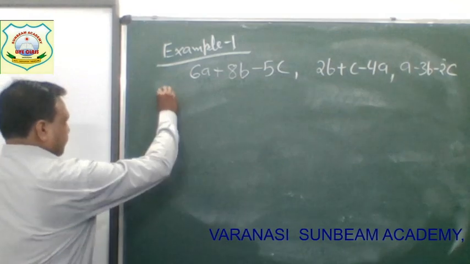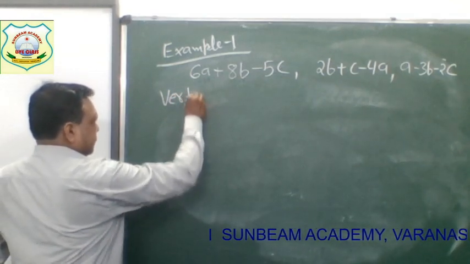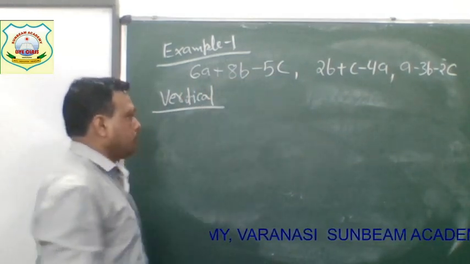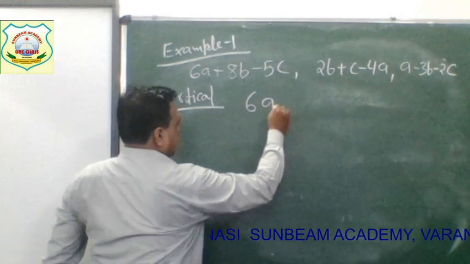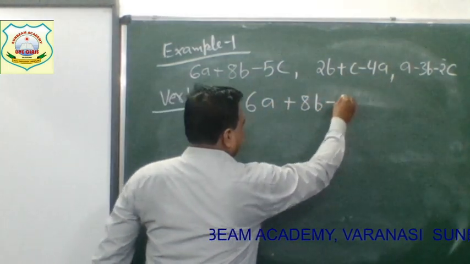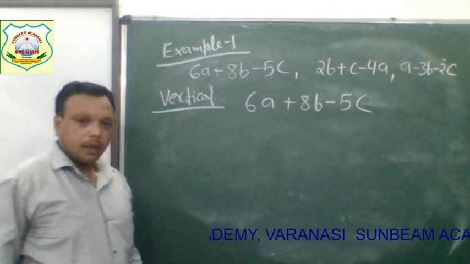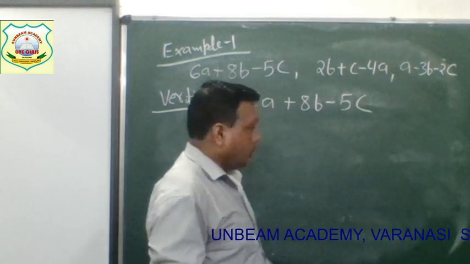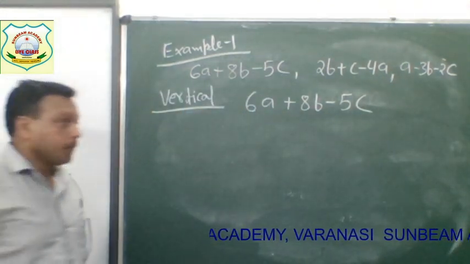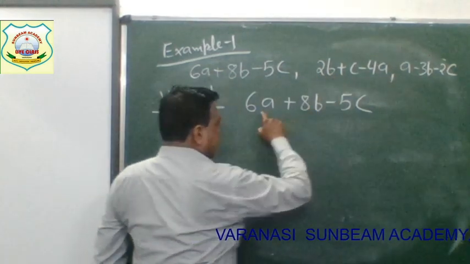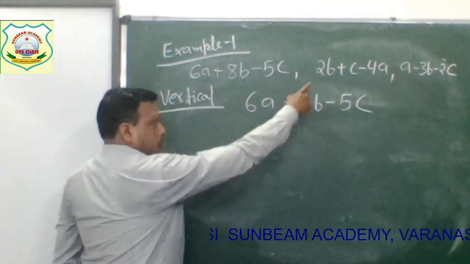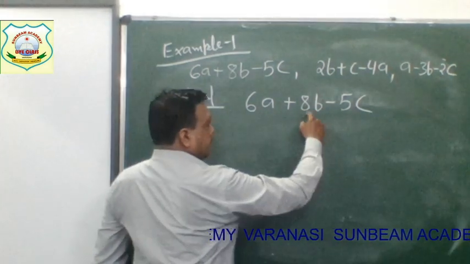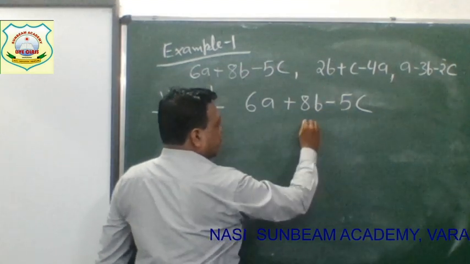Vertical, see everyone. Vertical form means all these values we will write in this way. 6a plus 8b minus 5c. Okay, the first expression we have written. Second, 2b plus c minus 4a. Students, what have we told? Like terms. We will see the like terms. First is 2b, but here the sequence starts from 6a, so 2b we will not keep here. We will match it with its like term, which we get in 8b, so below it we will keep 2b.